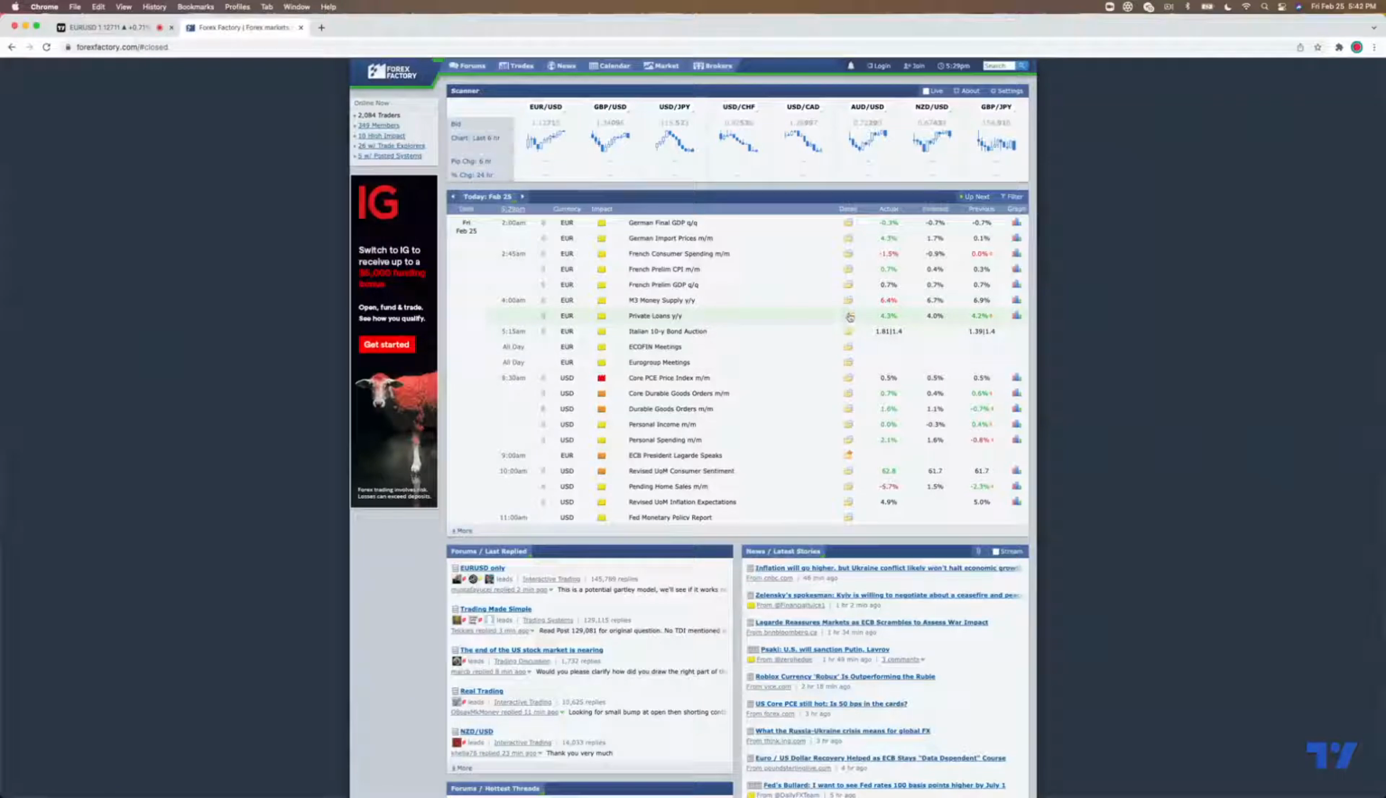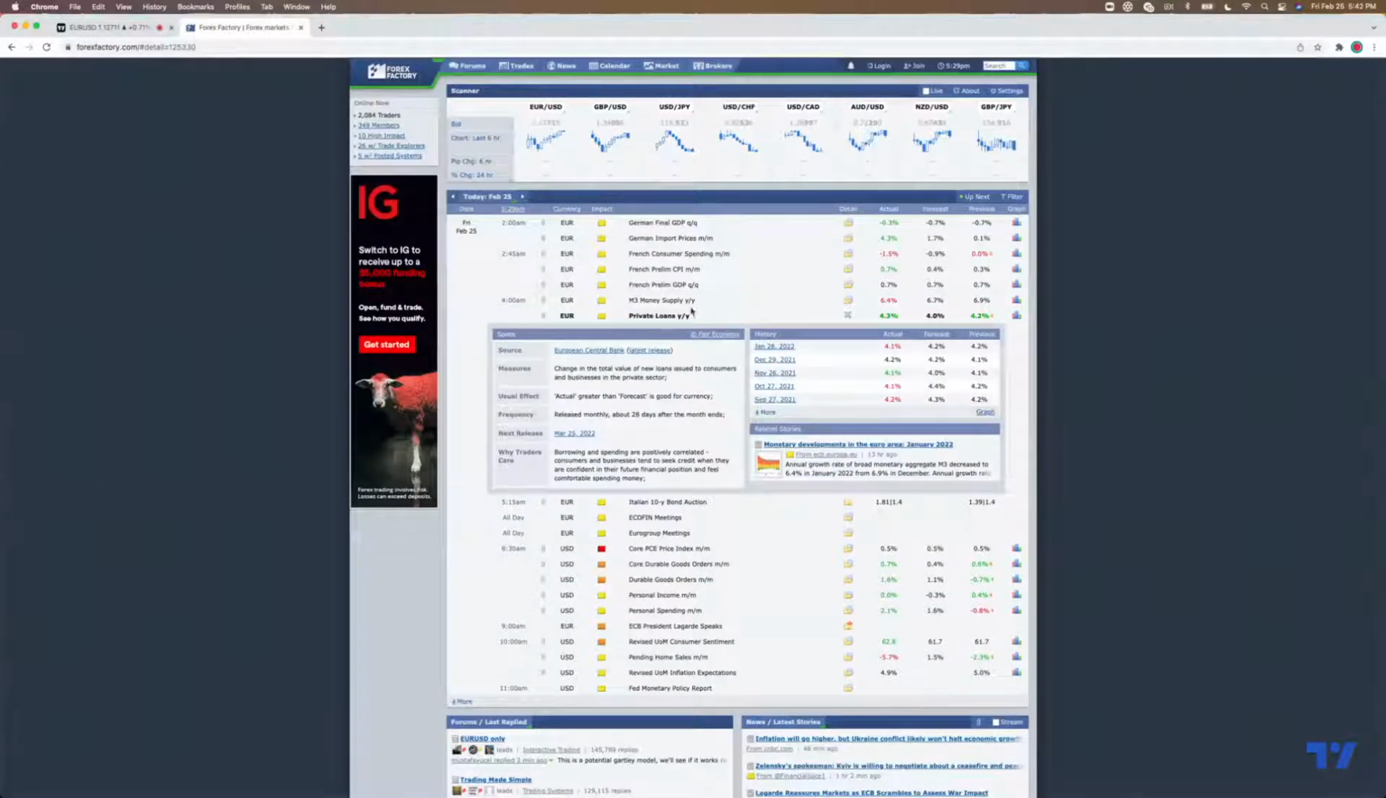Let's see. Private loans, right? Let me go and click private loans. The only thing that you really want to look into out of all of this, family, yes, you can look at the history, but what I look at is the usual effect. It says actual, which is this right here, greater than forecast is good for currency, right? Actual greater than forecast is good for the currency.